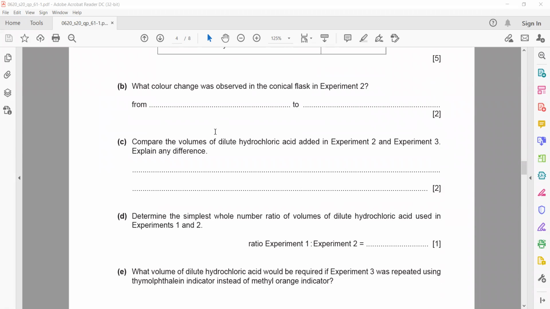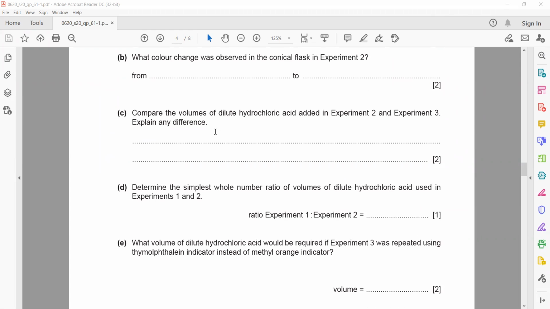So what color change was observed in the conical flask in experiment 2? In experiment 2, first we were having an alkaline solution and then we add an acid. So methyl orange in alkaline solution, originally it is yellow, then it will change to red or orange.